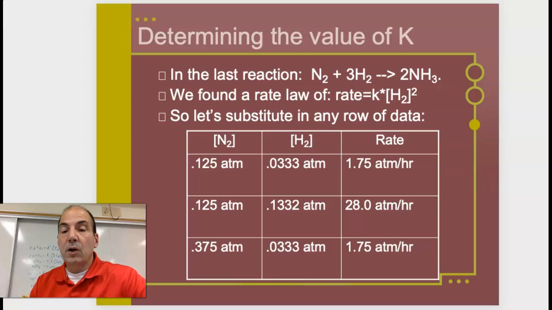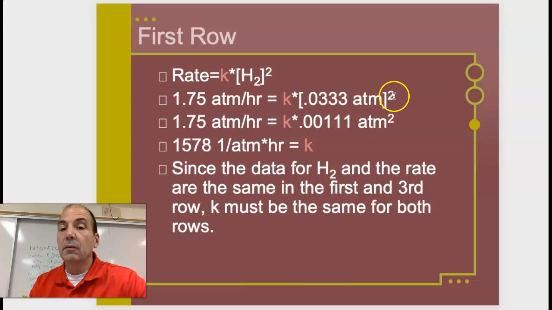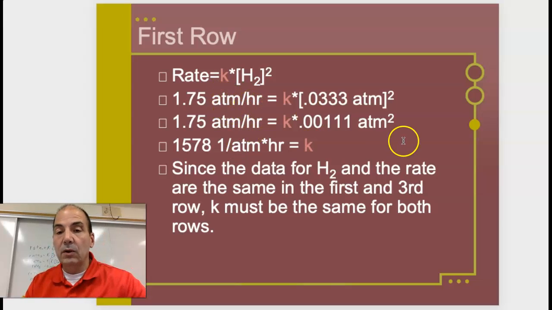We have to pick a row and substitute in. I don't know that one set of numbers is nicer than any other one, so let's just take the first row. My rate was 1.75. My concentration was 0.033. Remember that this was second order, so I have to square this. I get around 0.00111. I divide out, and I get roughly 1578.